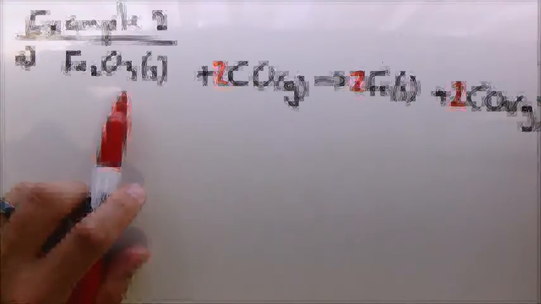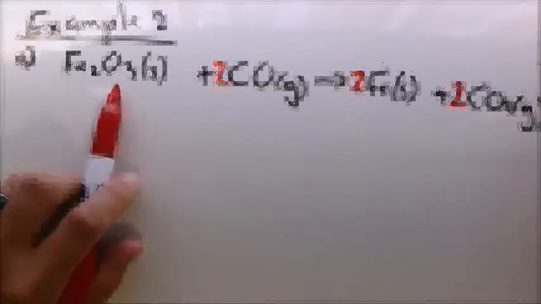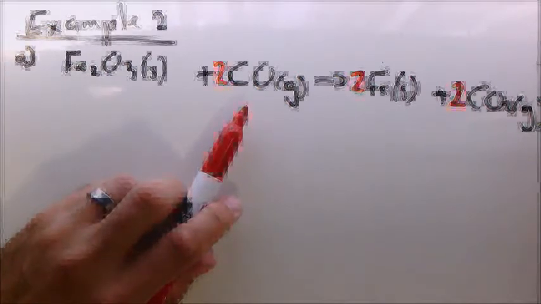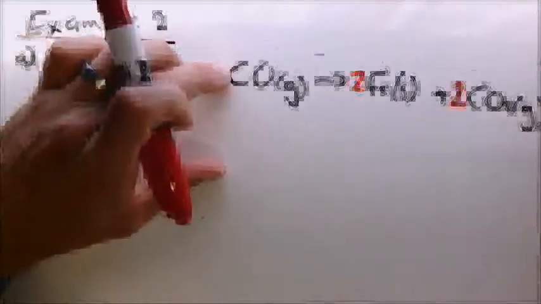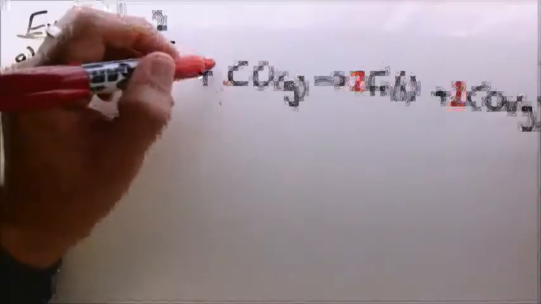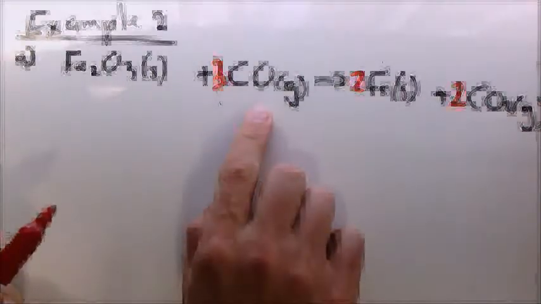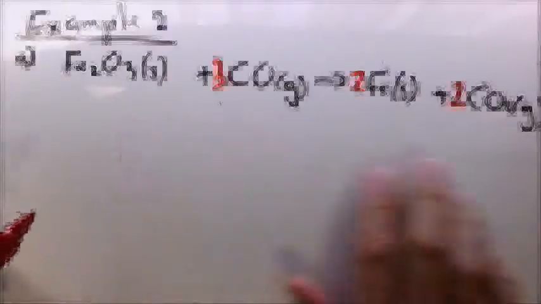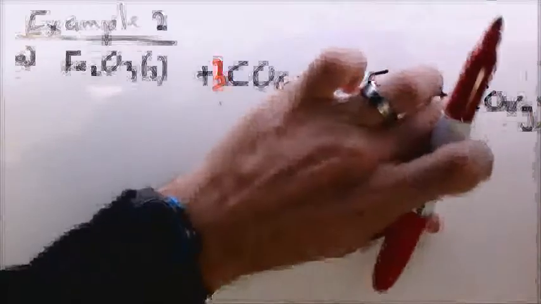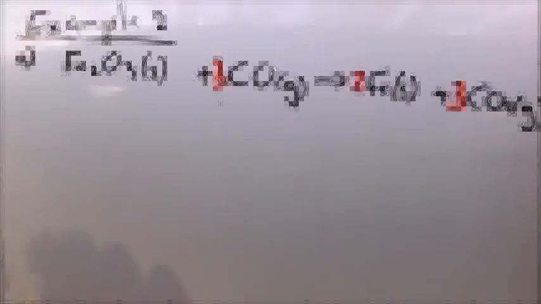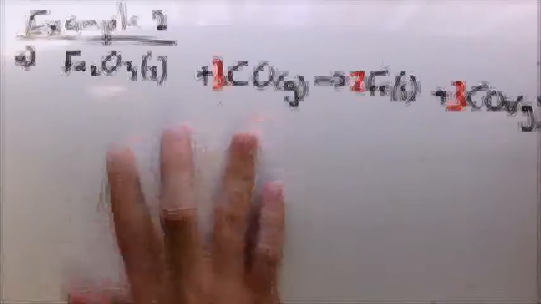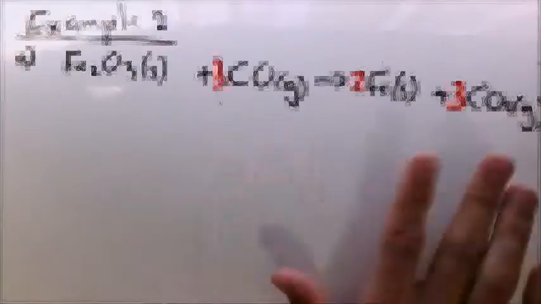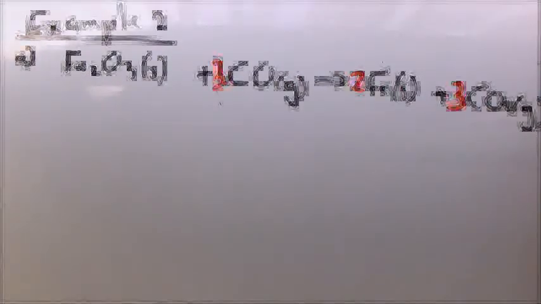Which makes us a little bit different, right? So we've got 3 plus 2 is equal to 5, and we know it has to be an even number. So my suggestion would be to make this a 3. Then we've got 3 times 2 plus 3 is 6, so we need 6 oxygens over here, and we need a 3 over there in any case because of the carbon. And then it is balanced. 2 iron, 2 iron. 6 oxygens, 3 carbon, 3 carbon. So that is balanced, and that is the first question.